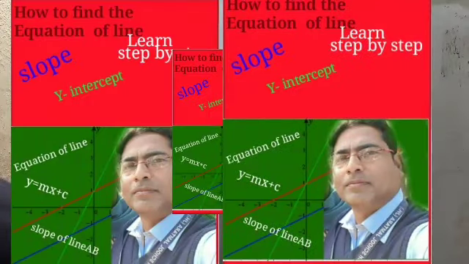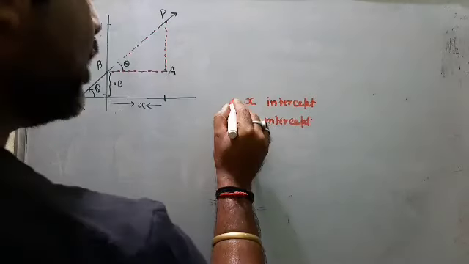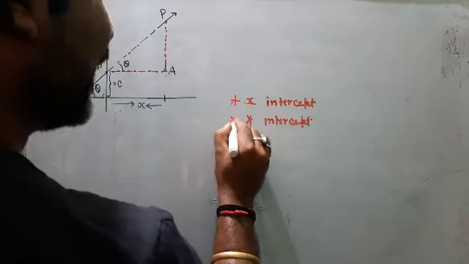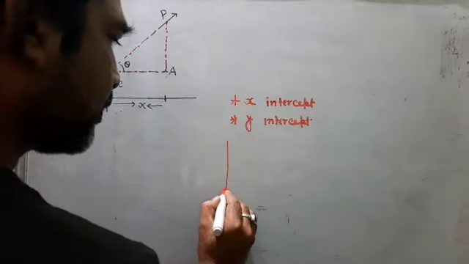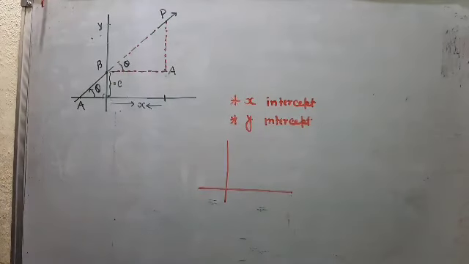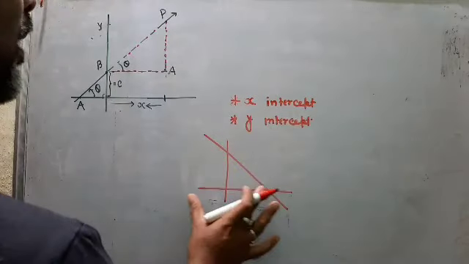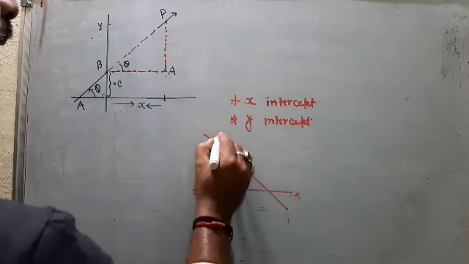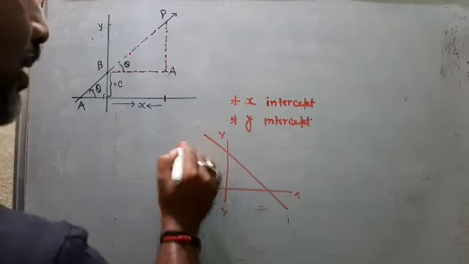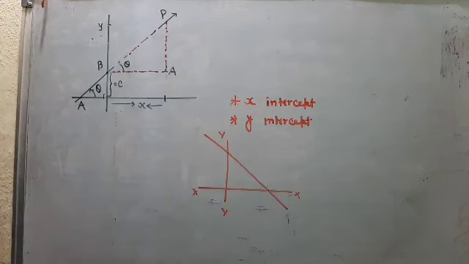So now we start how to find the equation of a line. First we have to know the meaning of x-intercept and y-intercept. Suppose this is a line in a graph. The line intersects the coordinate axes. This is x dash and this one is y dash. So the line intersects the x axis as well as the y axis.